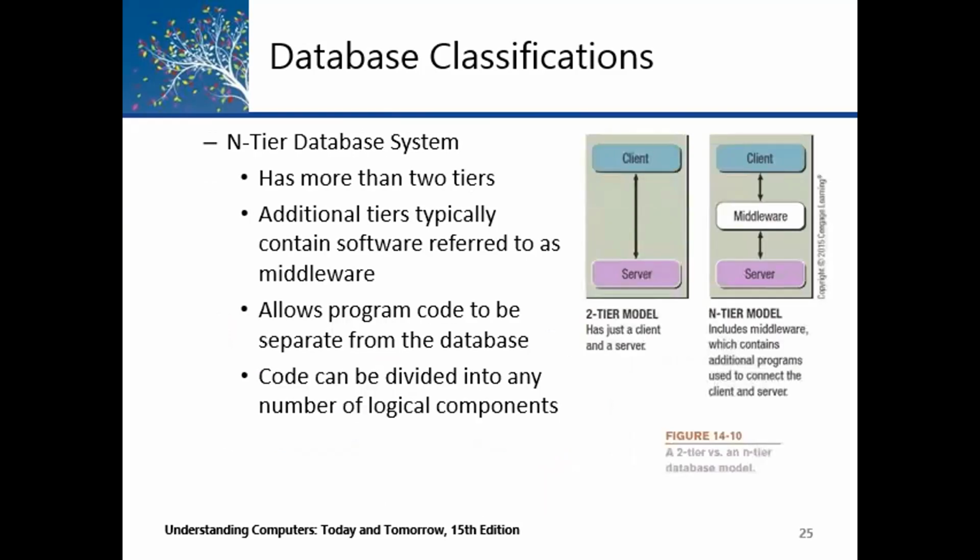So the n-tier database system has more than two tiers. In client server architecture, there is only one server, but there are many clients. In the n-tier database system there are more than two tiers. Additional tiers typically contain software referred to as middleware, which allows program code to be separate from the database. Code can be divided into any number of logical components.